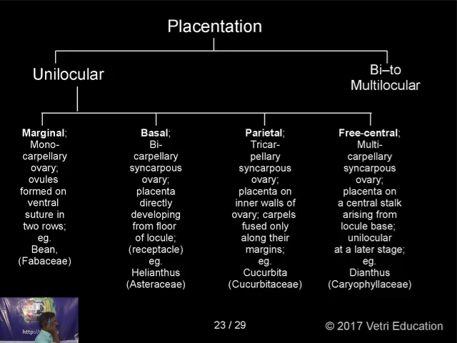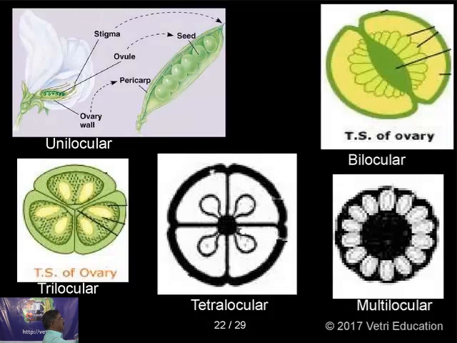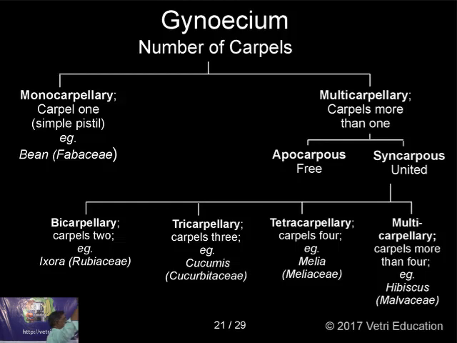Example, bean. In the previous diagram you see here you can find the ovules arranged. The ovules later become seeds. The ovules are attached on this suture. Here you can find all the ovules attached. This is called, here you can find unilocular and monocarpellary ovary.